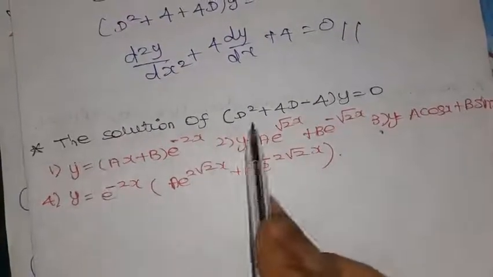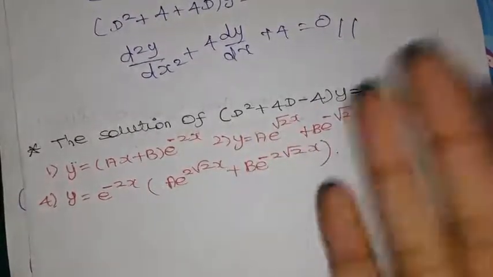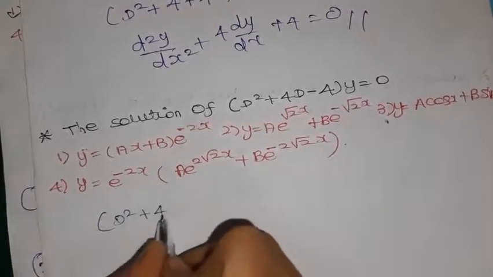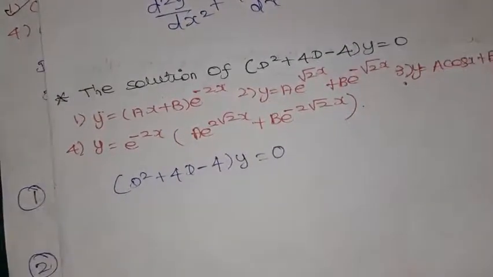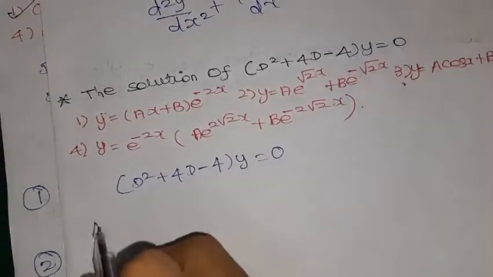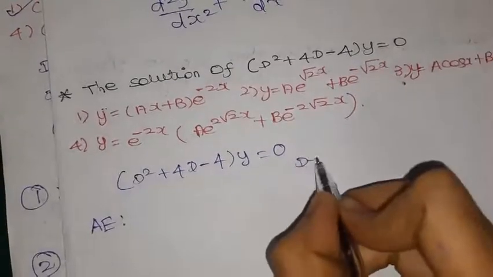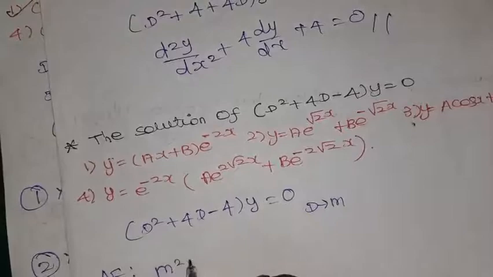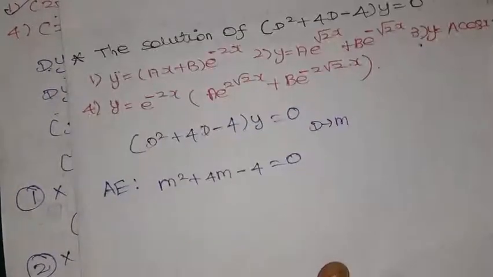This time the differential equation is given, and we need to find the solution for it. What is given? (D squared plus 4D minus 4) into y equal to 0. How can we find the solution? We form the auxiliary equation by replacing D by m: m squared plus 4m minus 4 equal to 0.